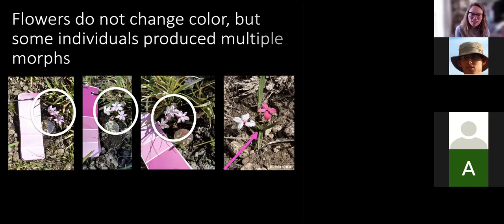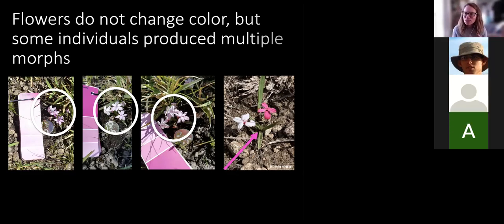And on the right-hand side of your screen in the 4th picture, you'll see there's an individual plant here where first a white flower emerged, and then later on in the season, this nice bright pink flower emerged. So there are some individuals that are doing this, but not very many. They don't seem to be the majority of individuals that we've observed over our time in the population.